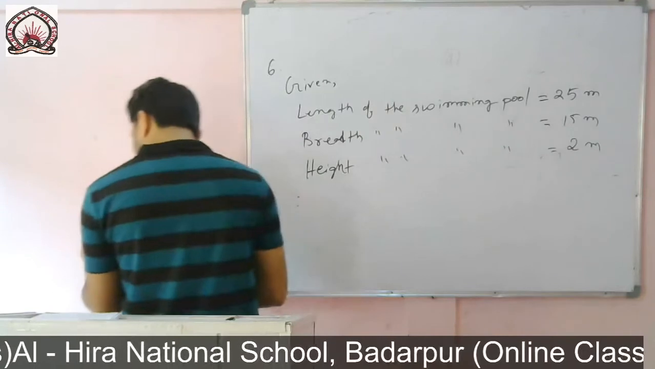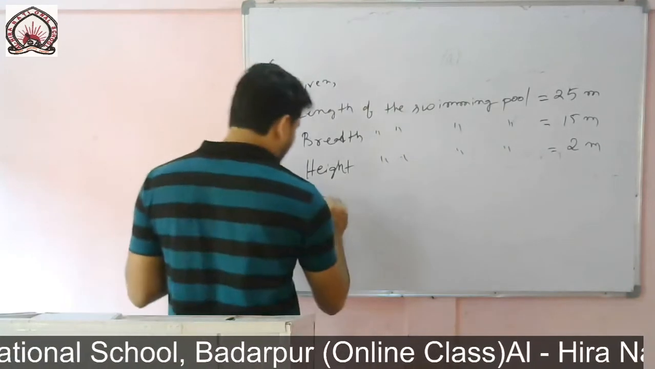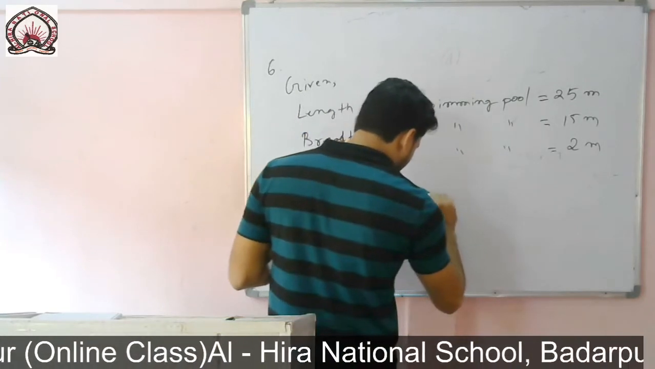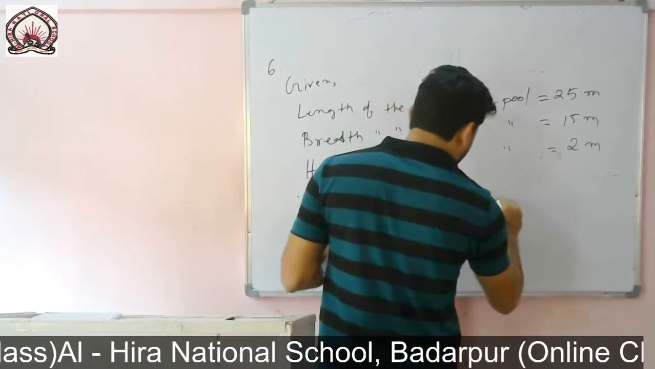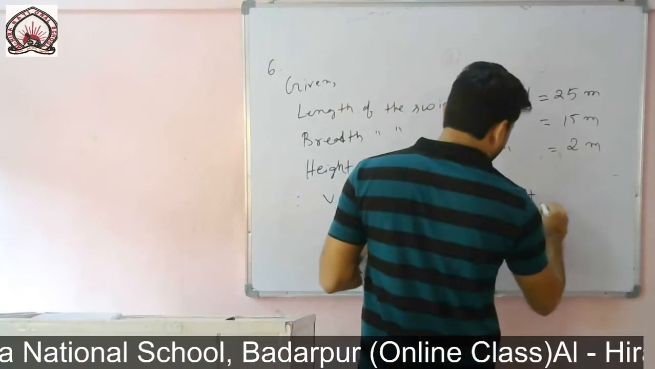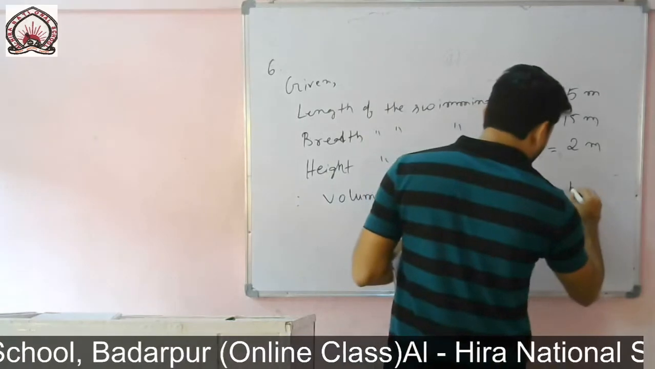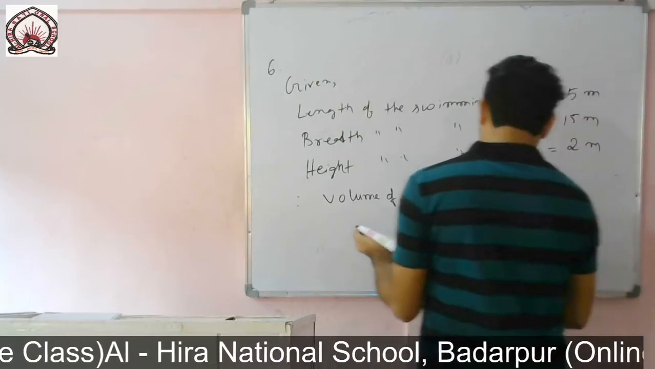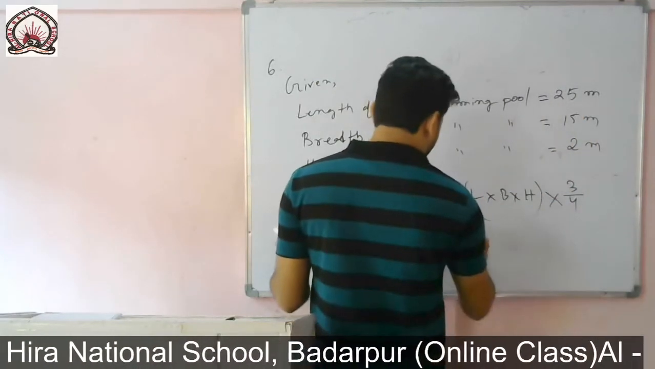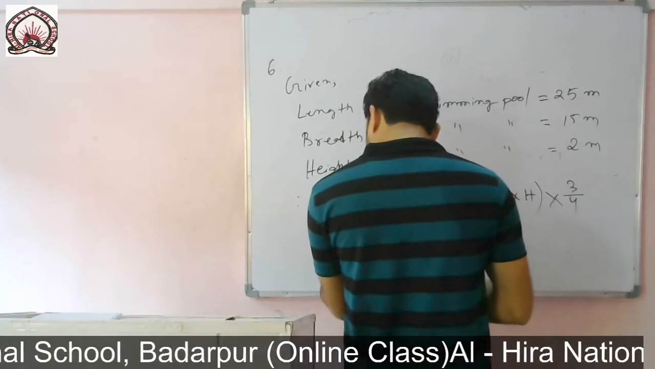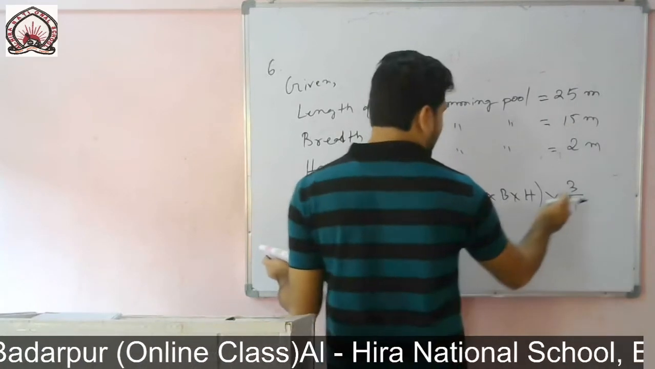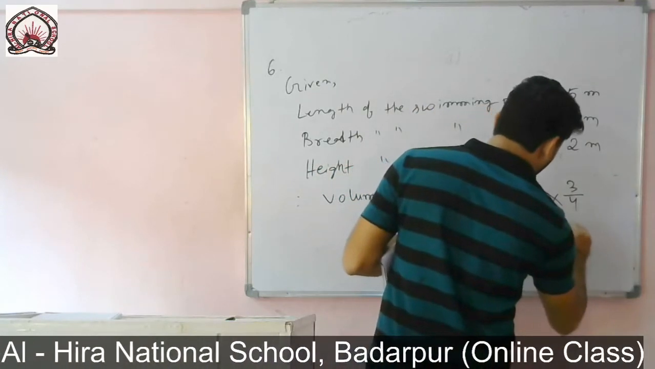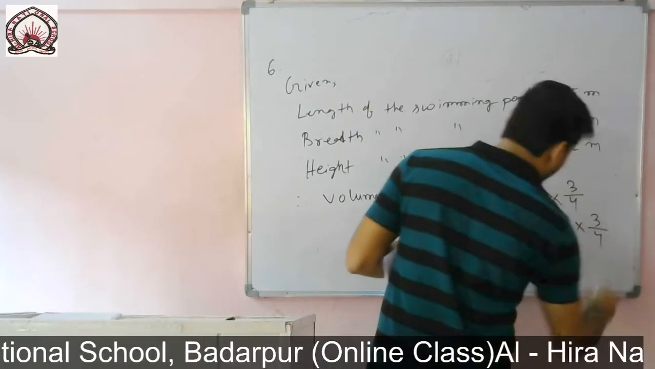Therefore volume of the water in the pool will be length into breadth into height into 3/4. Because it is 3/4 full of water, so for that reason you have to multiply 3/4. So multiply 25 into 15 into 2 into 3/4.